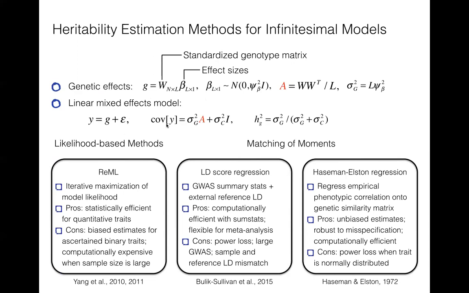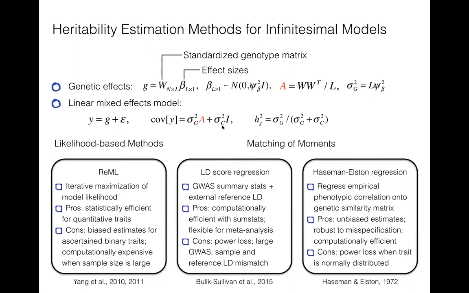And if you compute the covariance structure of the phenotype, it can be partitioned into two parts. The first part is related to the genetics, which is the total genetic variation times this empirical genetic similarity matrix, which measures the genetic similarity between pairs of individuals in the data. And the second part is related to some environmental factors or residuals.